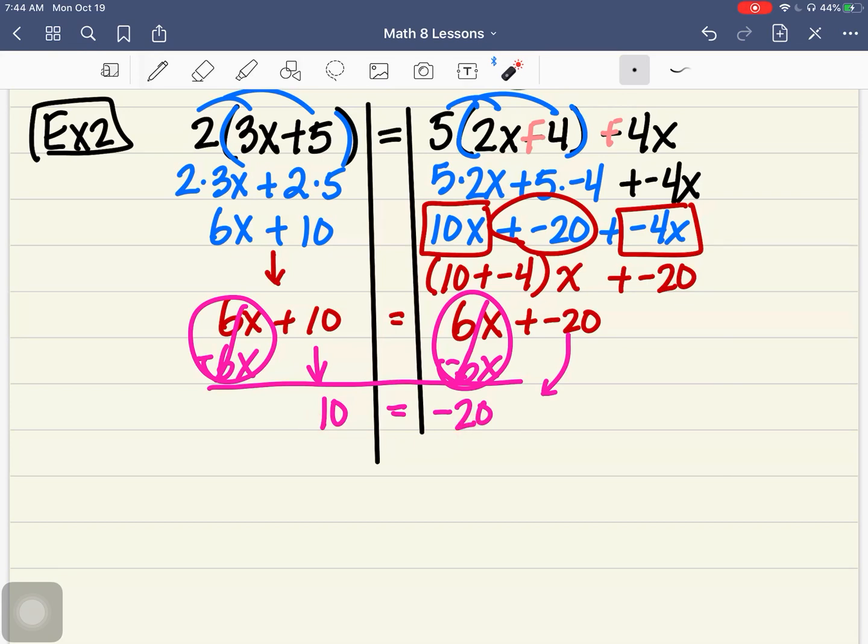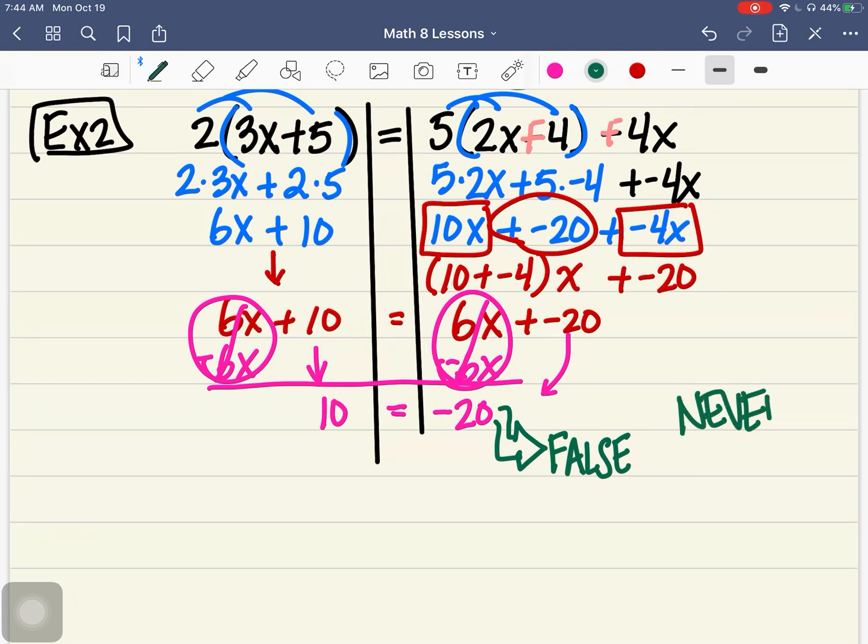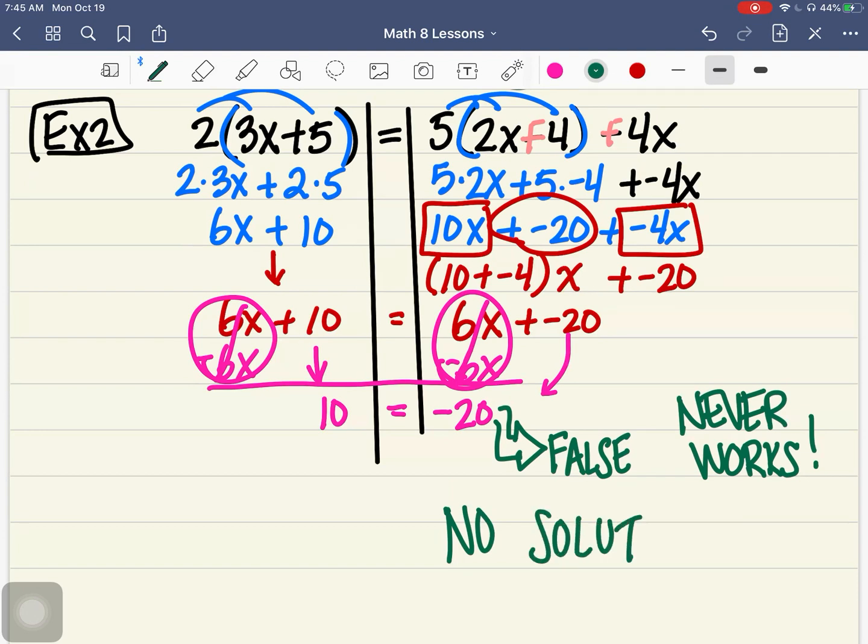Never, ever, ever. So if we get a false statement, this never works, no matter what we pick. The other one always works. This one never works no matter what we pick. So there are no solutions to this problem that work at all. And that's what we would write.